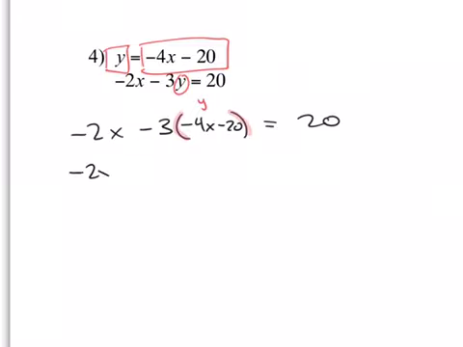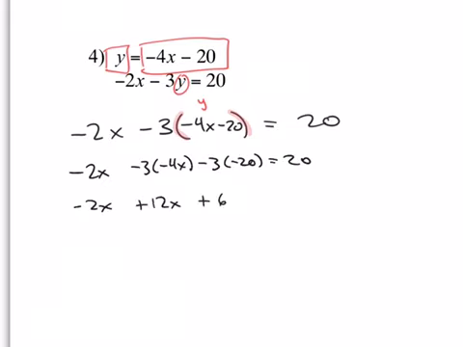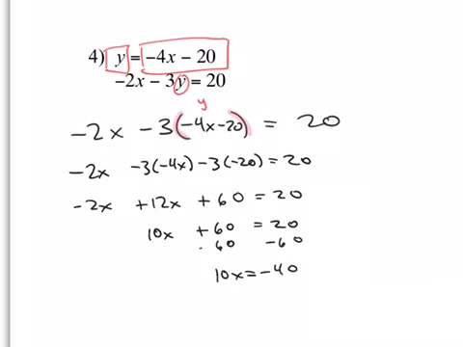The first thing I have to do is clean up the left side, so I'm going to have to use the distributive property here to do -3 times -4x minus 3 times -20 is equal to 20. -2x + 12x + 60 is equal to 20. 10x + 60 is equal to 20. Subtracting 60 from both sides, 10x is equal to -40. Dividing both sides by 10, x is equal to -4.